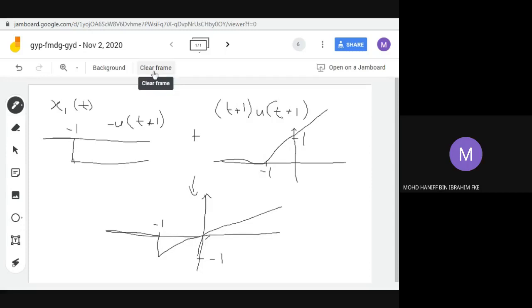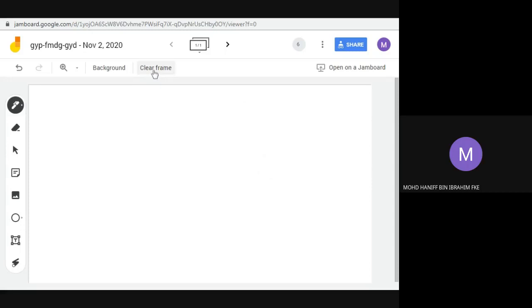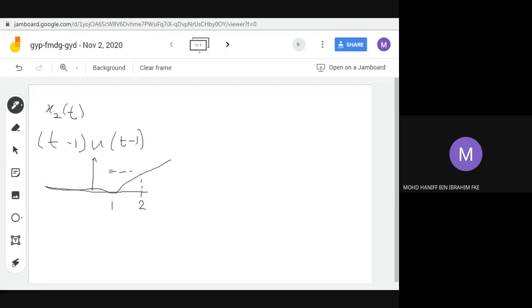Sketch the x2(t). Okay, let's clear the frame. For x2(t), we have again two terms. The first one is (t-1)u(t-1). Basically that should be a ramp function, which is said to be shifted by 1 unit to the right. So you should have like this. This is 1. And remember the slope is 1, yeah? Just to ensure that the slope is 1, yeah?